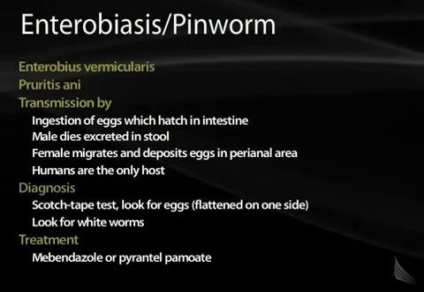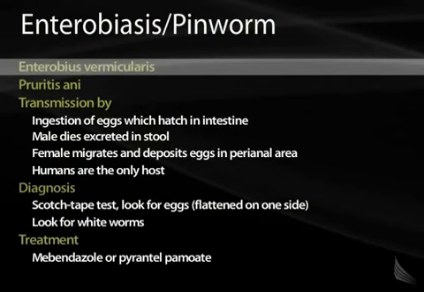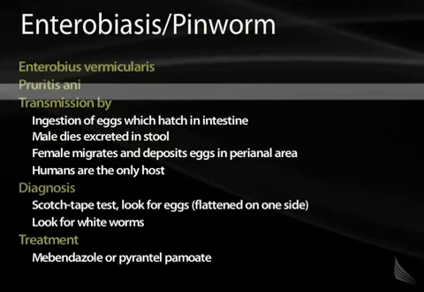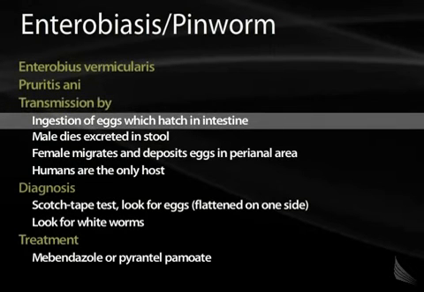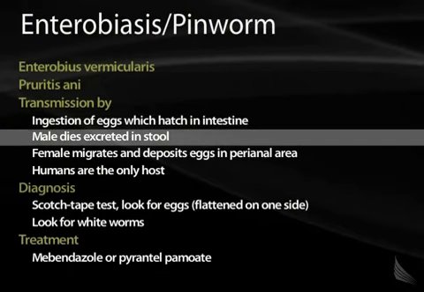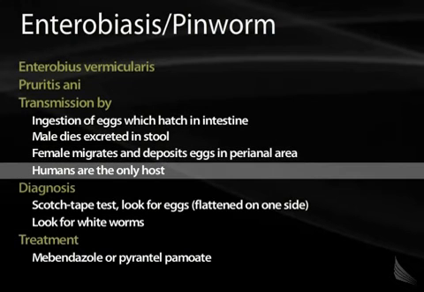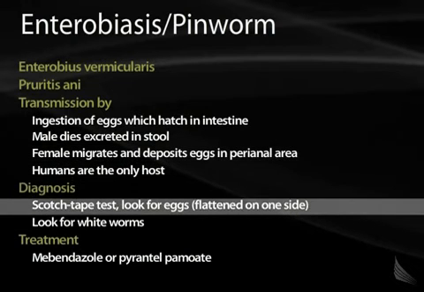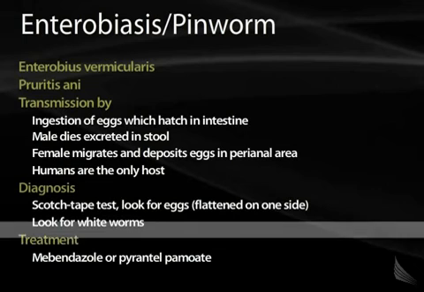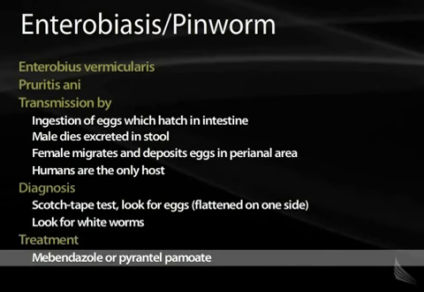Let's talk about Enterobiasis, which is pinworm infection. The causative agent is Enterobius vermicularis. It's a cause of pruritus ani. Basically, you transmit it by ingesting the eggs which hatch in our intestine. The male dies and is excreted in the stool, but the female migrates and deposits eggs in the perianal area. Humans are the only host, and you diagnose it by getting a piece of Scotch tape. You put it near the anus, and you look for eggs on the flattened side of one piece of the tape. You look for white worms as well. Treatment is mebendazole or pyrantel pamoate.